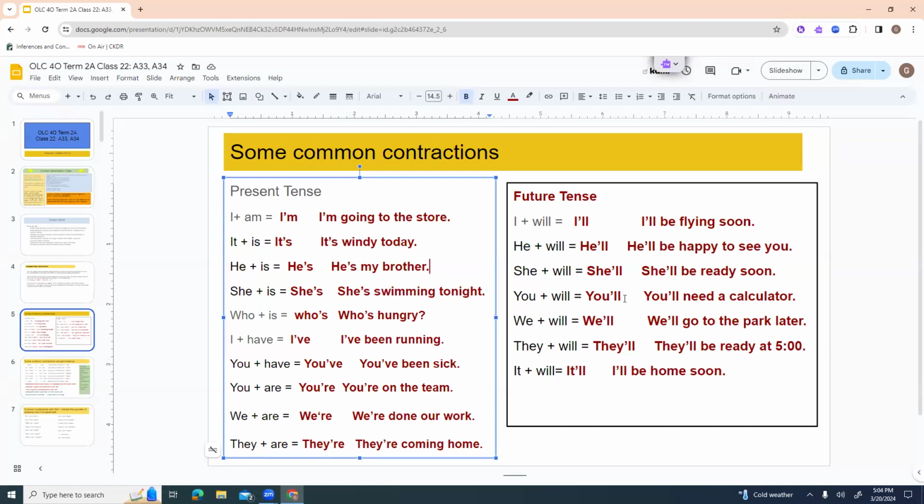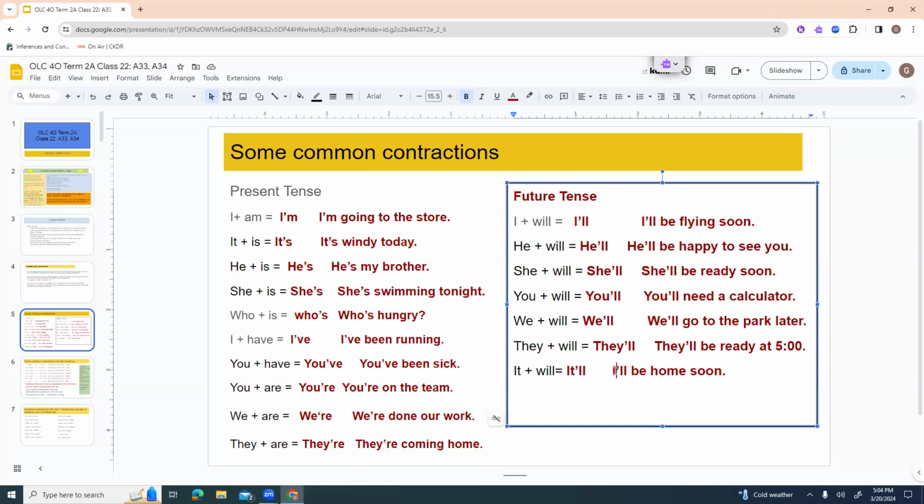You plus will is you'll need a calculator. We plus will equals we'll go to the park later. They plus will equals they'll be ready at 5 o'clock. It plus will, it'll be home soon. It'll be home soon. That one always sounds a little bit funny to me.